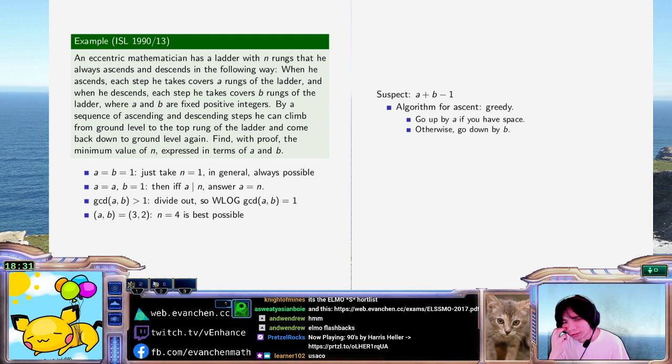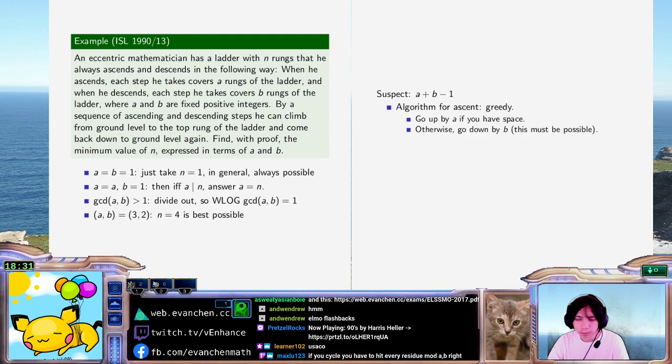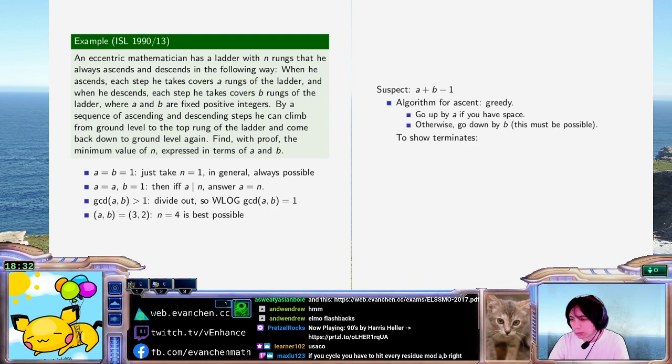Well, okay. I mean, you want to show that you don't run yourself through a circle. But hang on. It's never possible for both moves to be impossible because a plus b minus 1 gives you enough space. Yeah. And if you cycle, to show it terminates, if not, then by Bezout, because they're relatively prime, you hit every residue modulo a.